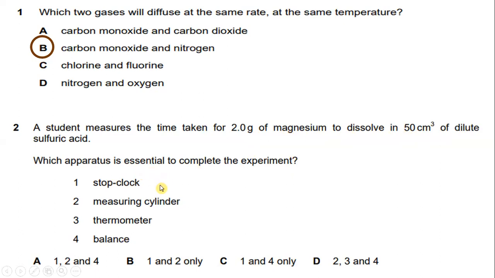So you need to have a measuring cylinder. And on top of that, you also need to have a balance. So in this case, you need item number 1, item number 2, and item number 4. So the answer for this question would be A, 1, 2, and 4.